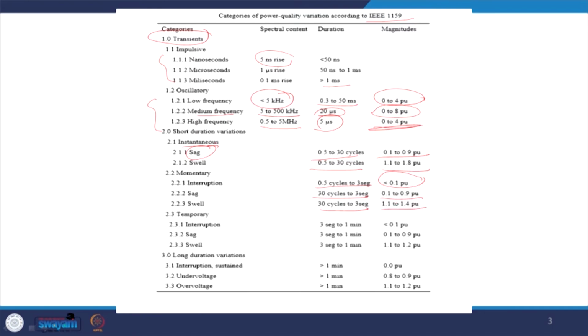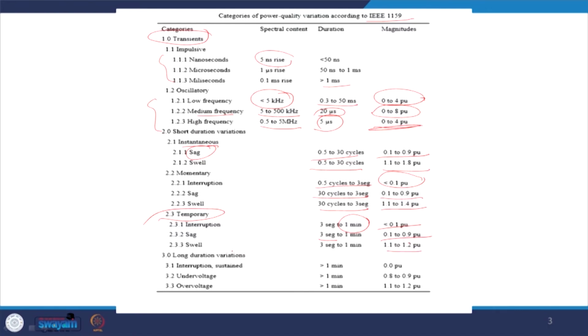Similarly, that is instantaneous. Thereafter you may have temporary variations: interruptions in the same way, 3 seconds to 1 minute, SAG in the same way 3 seconds to 1 minute, swell 3 seconds to 1 minute, and this will be the magnitude.